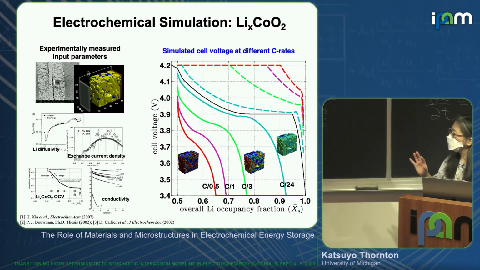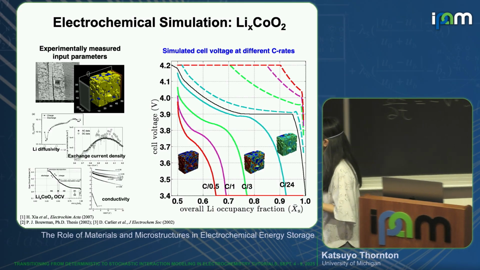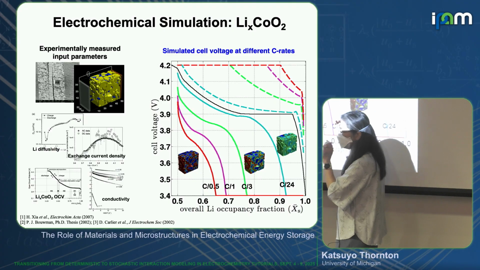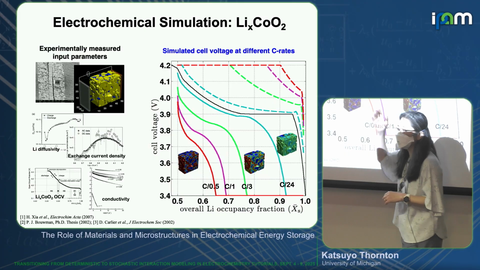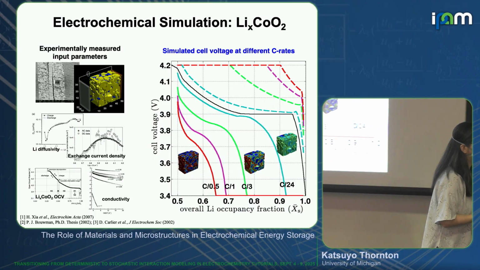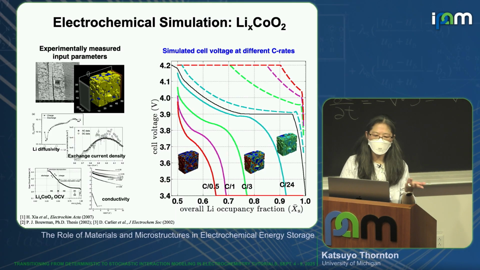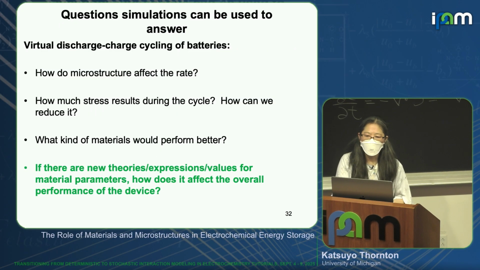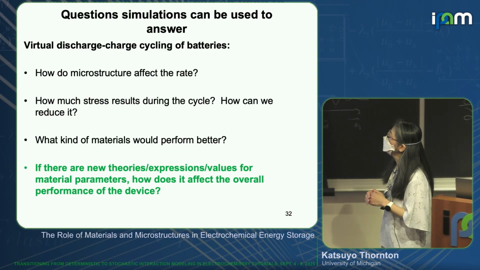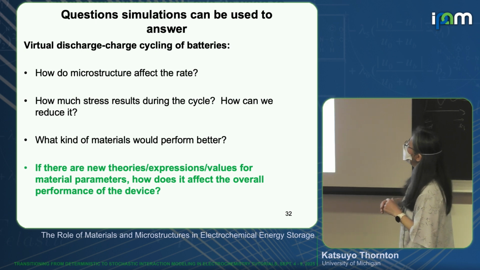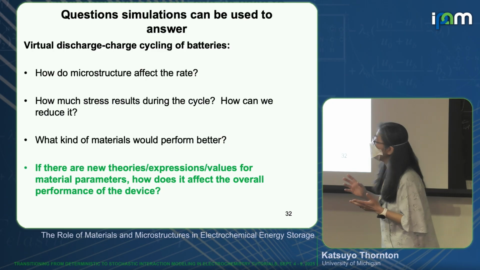And once you have the model, you can do a lot of different things. You can charge and discharge, like a numerical experiment at different rates. Look at the hysteresis during charge and discharge in a cycle, etc. So you can do those kinds of simulations. So what kind of things can you do with the model? So this is a virtual discharge cycling. How does microstructure affect the rate?